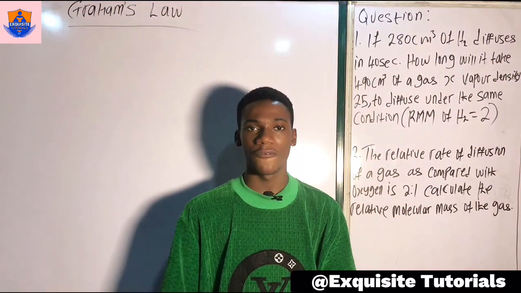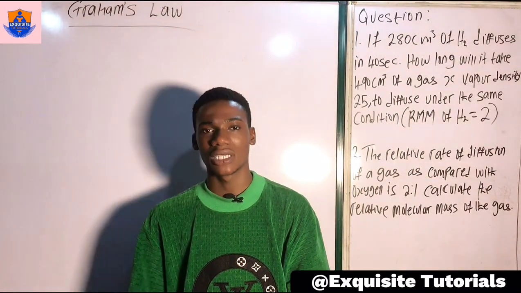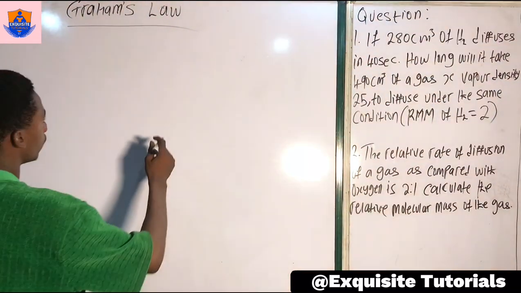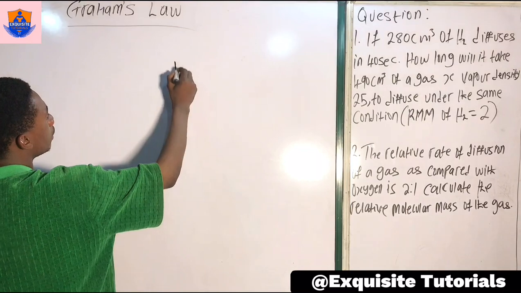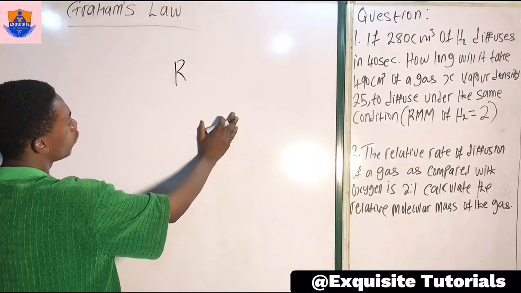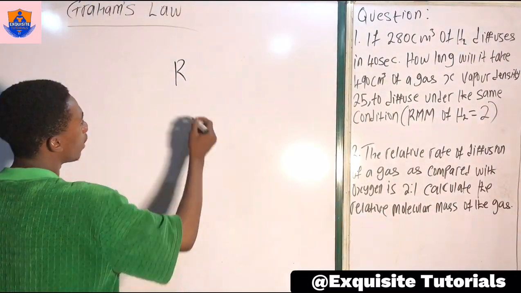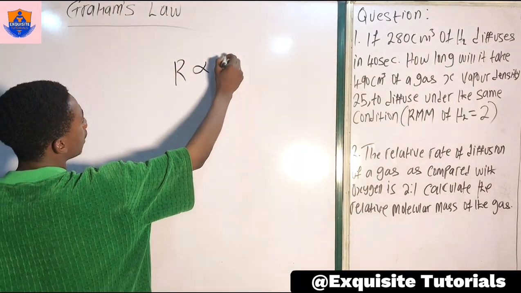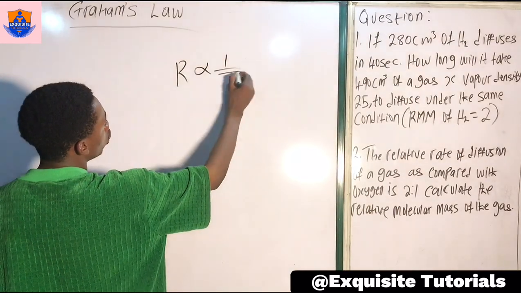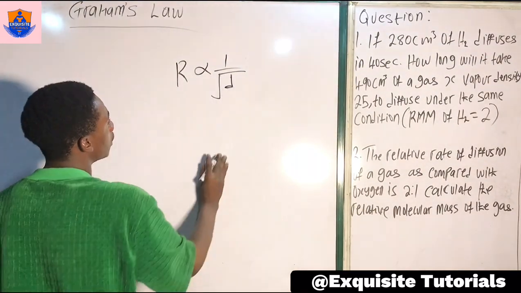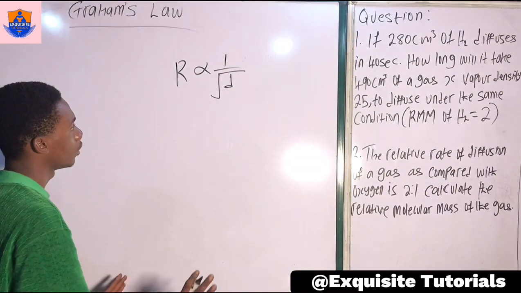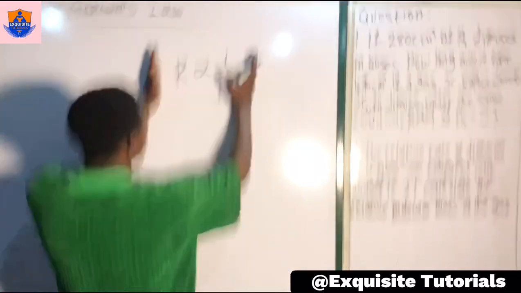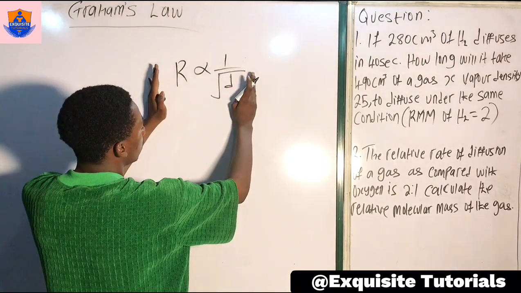the square root of its density at constant temperature and pressure. It says the rate of diffusion or effusion of gases is inversely proportional to the square root of its density. Now, these are the mathematical terms.